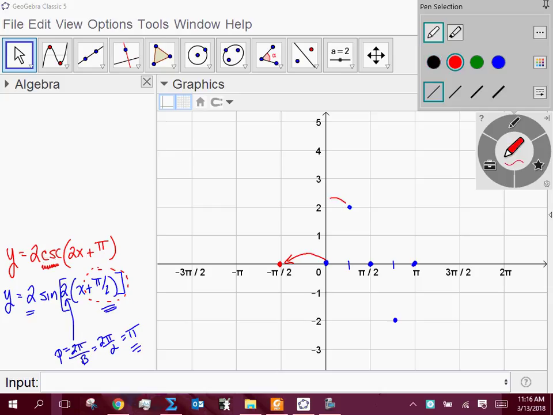So this point here is going to move to there. This point here is going to move to there, which would be negative pi over 4. That one is going to move there, so it's kind of on top of one that has already been moved. It's kind of weird, but whatever. This one here is going to be moved there, and this one here is going to be moved to there.